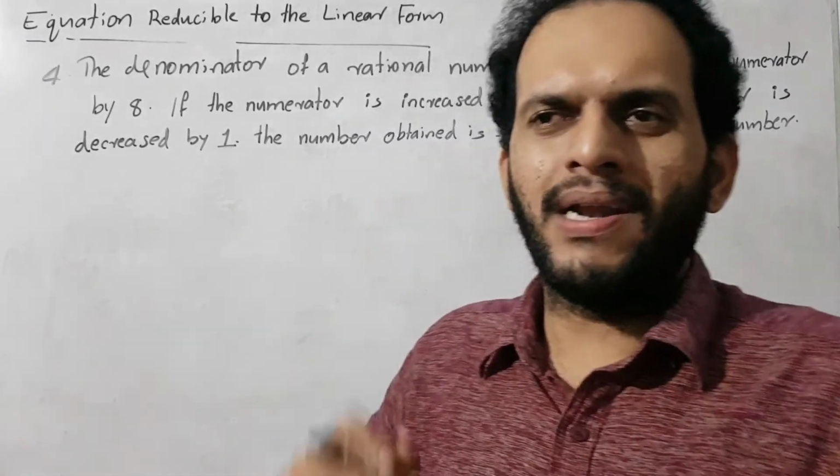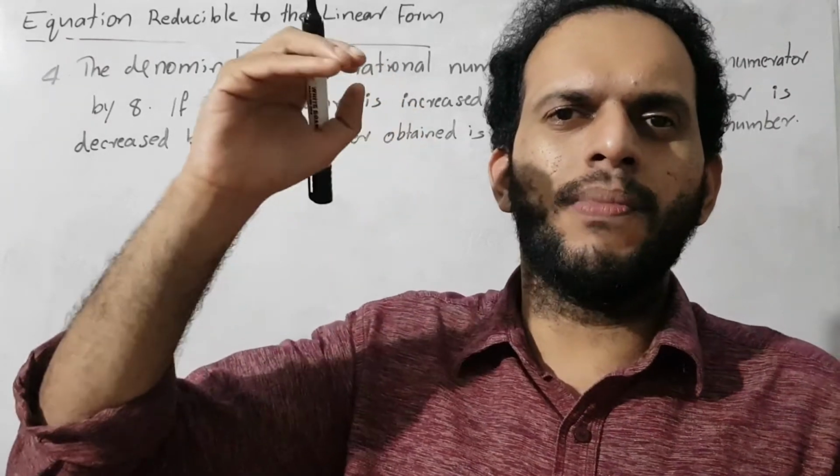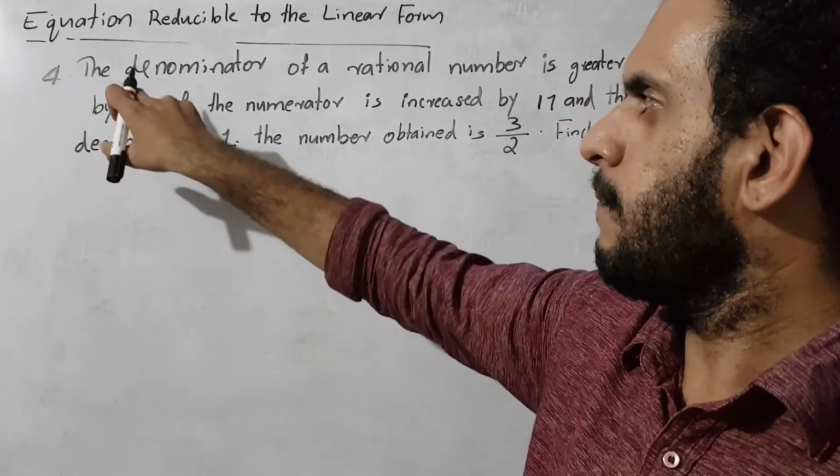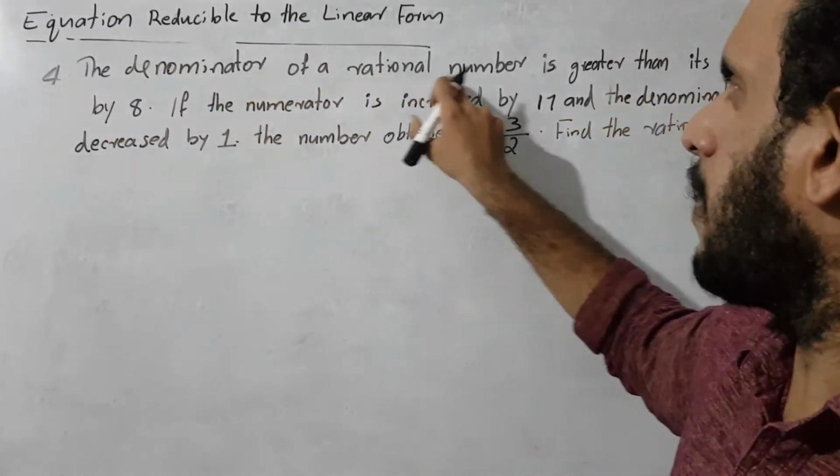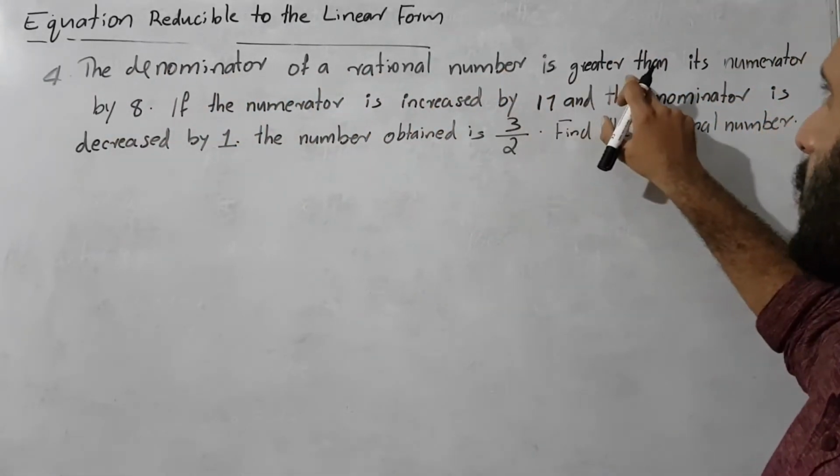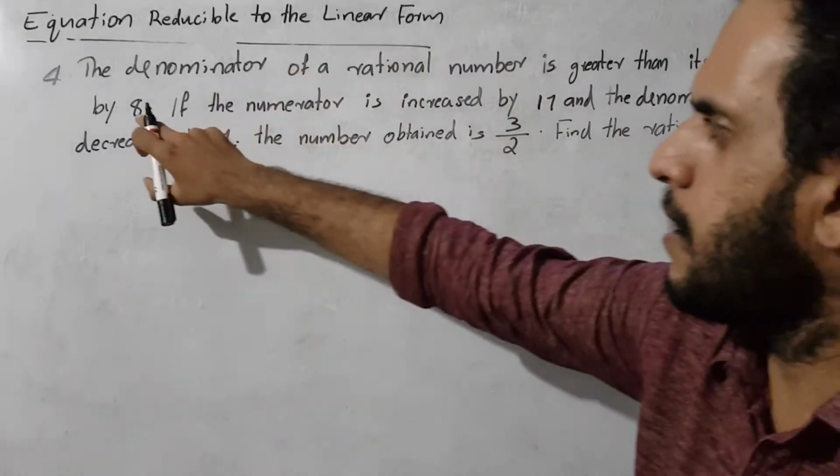Correct? Then what is the relation of p and q? That means the numerator and denominator relation is given directly. The denominator of a rational number is greater than its numerator by 8.